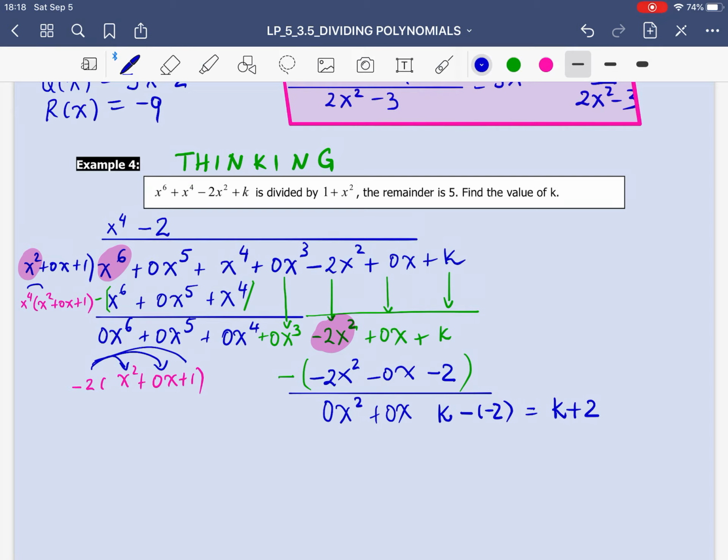So we don't know the value of the remainder based on this division. We only know that it is k + 2. But since we're given the value of the remainder, then we can say k + 2 must be 5. So that will make k equal to 5 minus 2. So k equals 3. Okay, and that would be the answer.